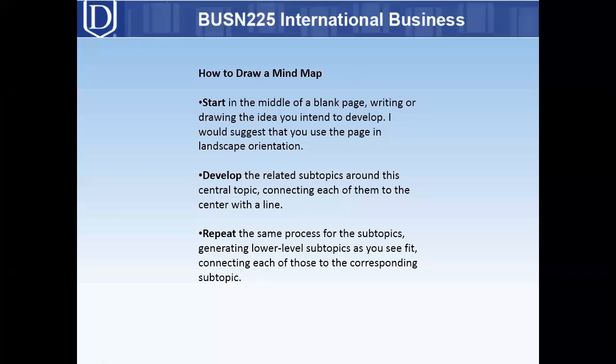So how do we draw a mind map? Start in the middle of a page, a blank page, writing or drawing the idea you intend to develop. I suggest that you use the page in a landscape orientation, that's the long way, and develop the related subtopics around this central topic, connecting each of them to the center with a line, and then repeat the same process for the subtopics, generating lower level subtopics, that's little branches, as you see fit, connecting each of those to the corresponding subtopic. Let me show you what I did.